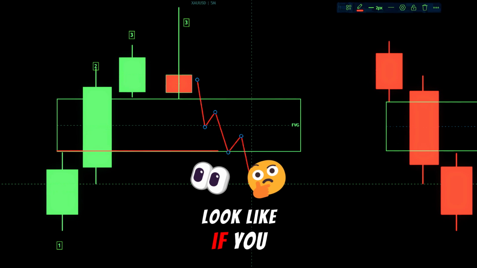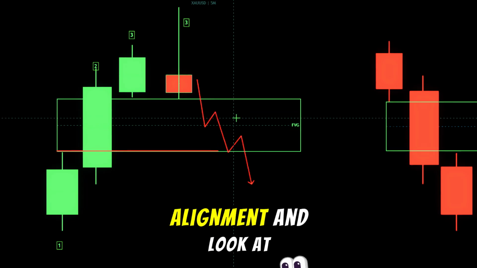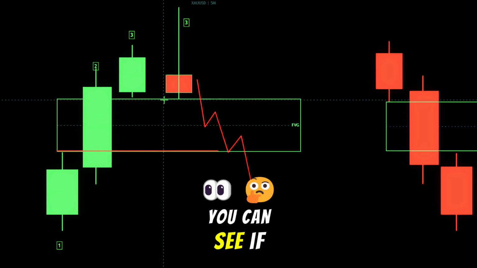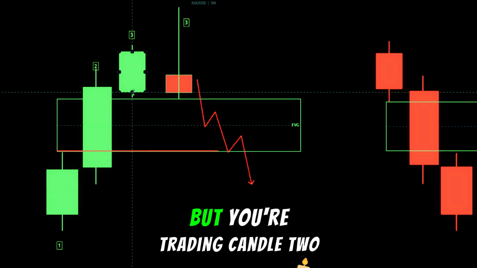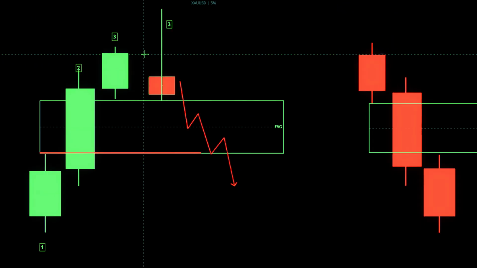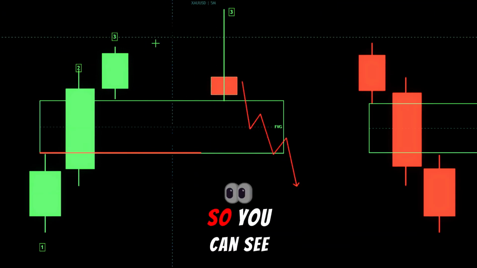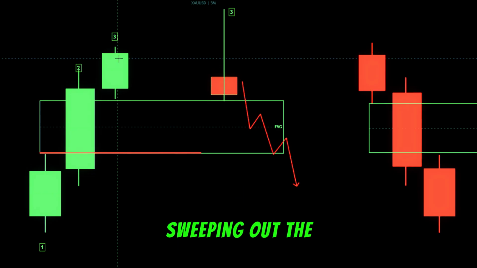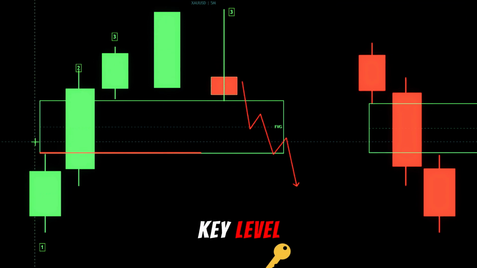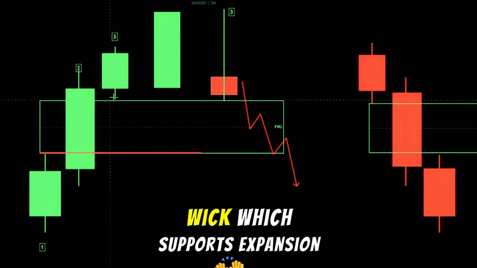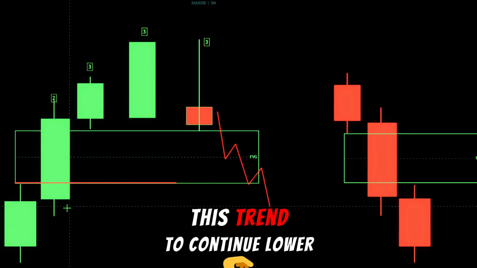Now, what would this look like if you looked at the higher time frames? If you use time frame alignment and look at the higher time frame, you can see that if you're going to be trading inversions, you want to be understanding candle 2 and wick size, because you're trading candle 2. So you want to wait for a candle that supports expansion lower. You can see we have candle 2 here sweeping out the high of candle 1, so that's that important liquidity at a higher time frame key level. We have a small wick which supports expansion. So then when we get this inversion, we can anticipate this trend to continue lower.